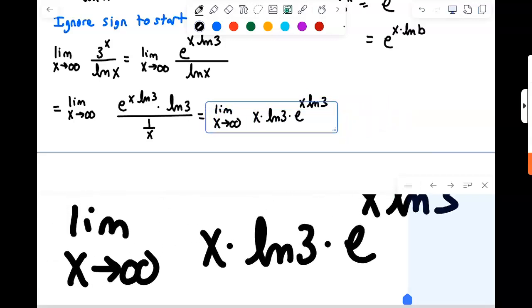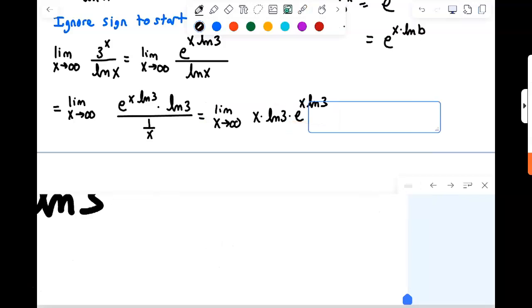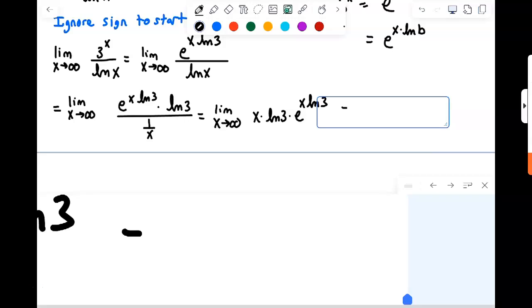Okay. Well, as x goes to infinity, x goes to infinity. As x goes to infinity, e goes to infinity. So we have infinity times ln of 3 times infinity. This whole thing goes to infinity. So the underlying sequence definitely diverges.